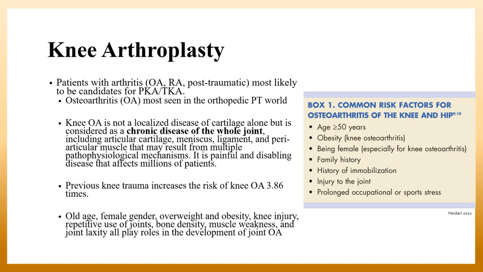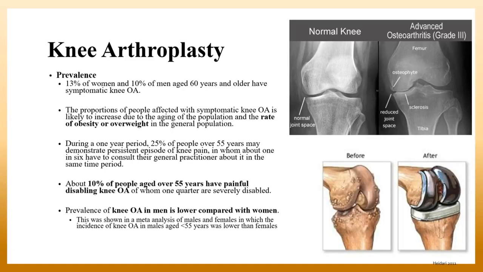What about knee arthroplasty? Well, there are two types of knee arthroplasty, a partial knee replacement and a total knee replacement. Total knee replacement is characterized by a disease of cartilage of the whole knee joint, the tibiofemoral joint. If you look at the box on the right, common risk factors of OA of the knee: age greater than 50, obesity, being female, especially for knee OA, family history, history of immobilization, injury to the joint, prolonged occupational or sports stress.